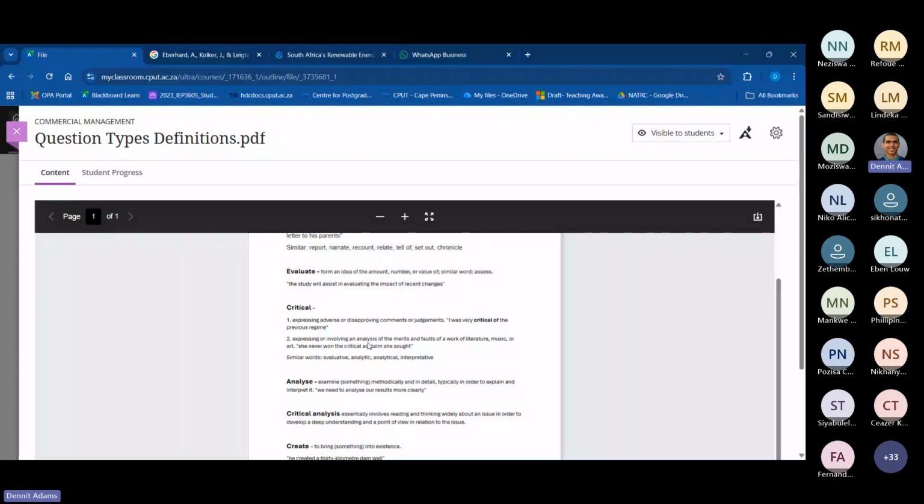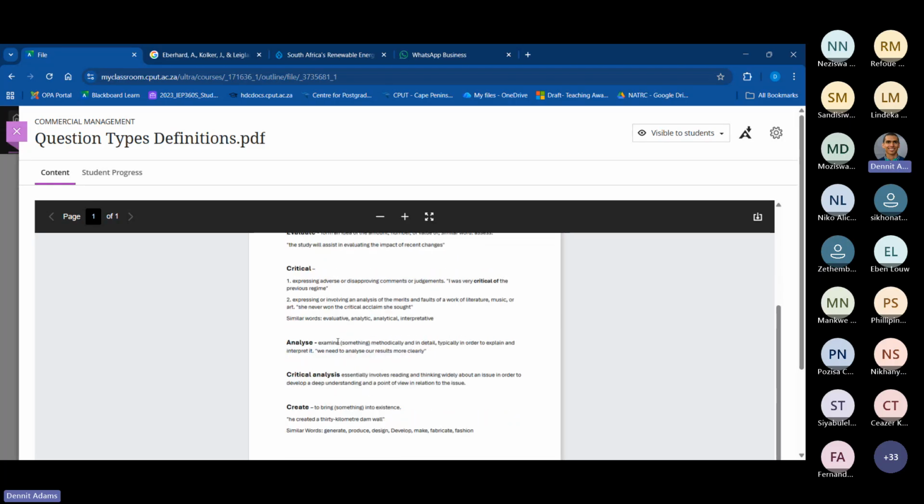So you need to express adverse or disapproving comments or judgments. So you make a judgment of it, or you express or involve an analysis of the merits and faults of a work, literature or music or art or whatever it is you were studying, right? So to analyze is to examine something methodically and in detail. So when I say in the test, analyze this case, you need to methodically and in detail, typically in order, explain and interpret it, and then give some kind of critique or judgment, right?